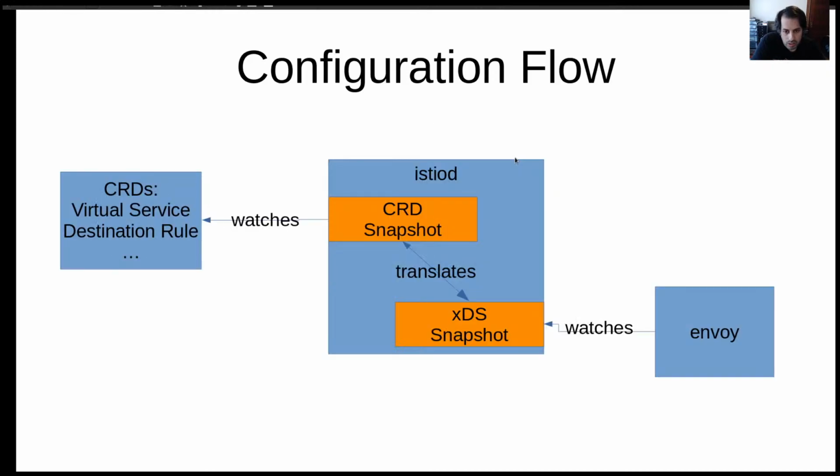And let's continue. So let's first talk about how the control plane operates. What's the configuration flow, right? So in Kubernetes, you have various CRDs, right? You have a virtual service, you have destination rule, you have a bunch more, authorization policies. Istiod, formerly known as Pilot, watches all these CRDs and has the internal state of these CRDs in memory. And it translates that to an XDS snapshot that Envoy understands, right? And Envoy connects to Pilot using XDS and gets these configuration updates, right?